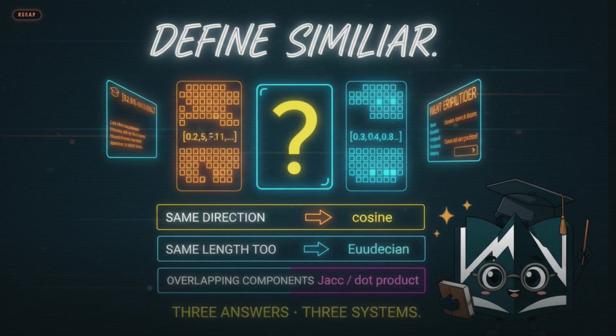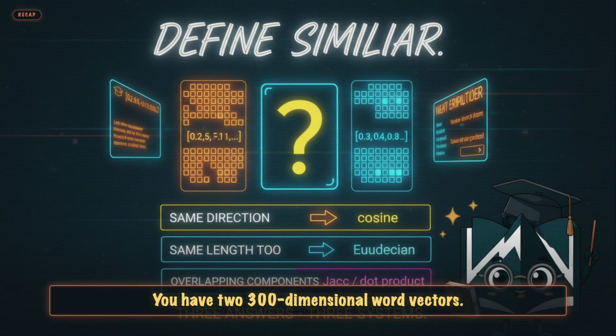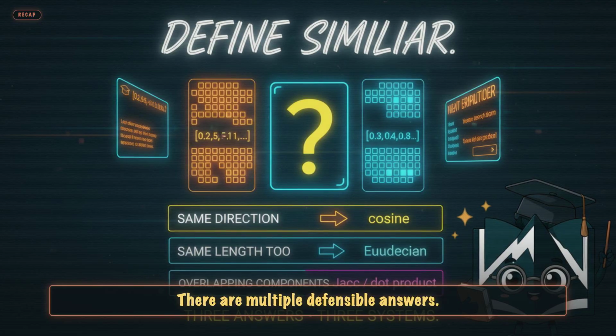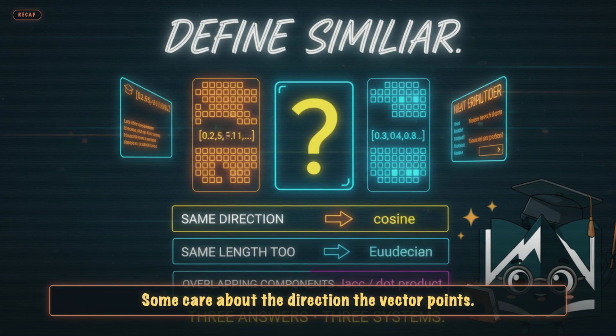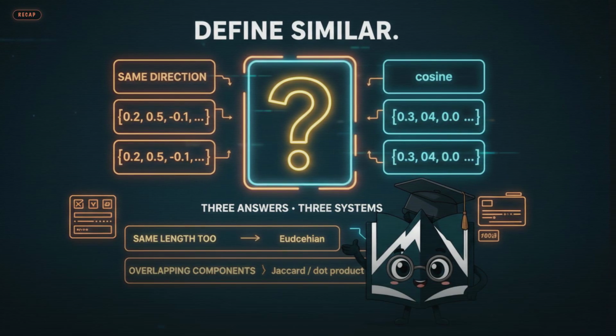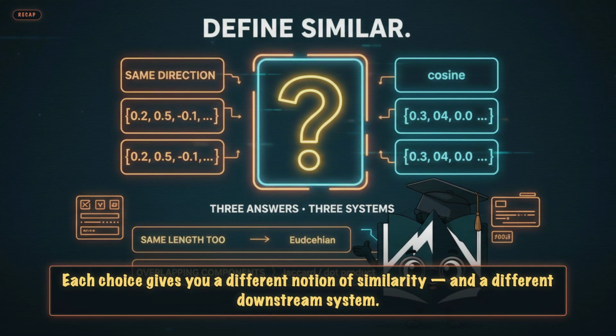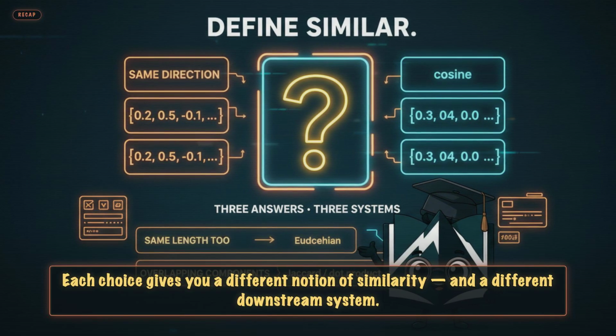The puzzle. You have 300-dimensional word vectors. What does it mean for them to be similar? There are multiple defensible answers. Some care about the direction the vector points. Some care about the length. Some care about which components overlap. Each choice gives you a different notion of similarity and a different downstream system.